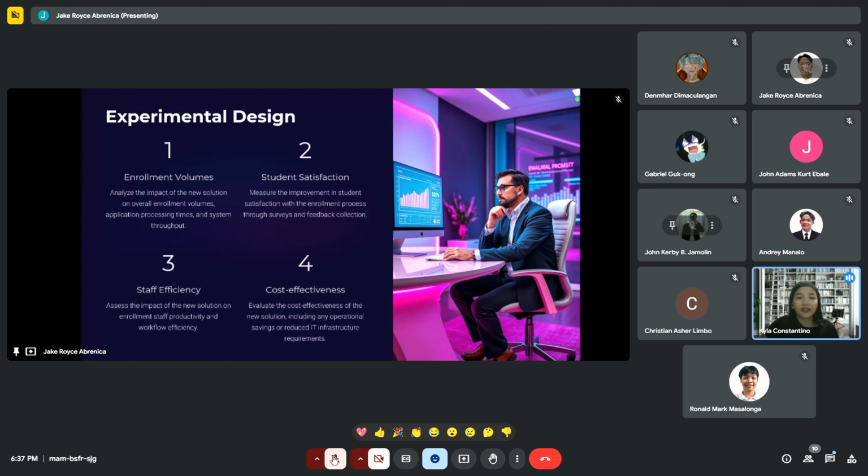Student satisfaction. Measure student satisfaction through surveys and feedback, focusing on improvements in the enrollment process. Staff efficiency. Analyze how the new solution affects staff productivity and workload efficiency in the enrollment process. Number four, cost effectiveness. Assess financial implication including operational savings and potential reduction in infrastructure costs.